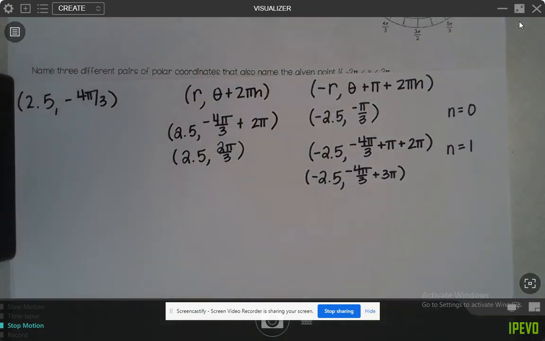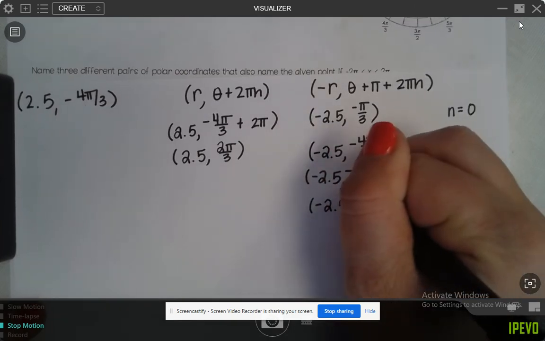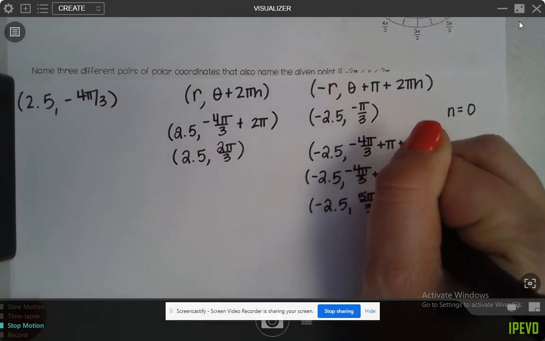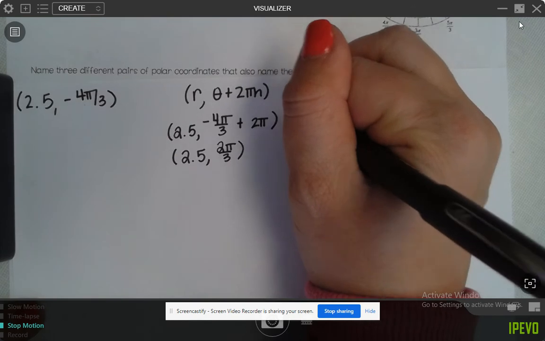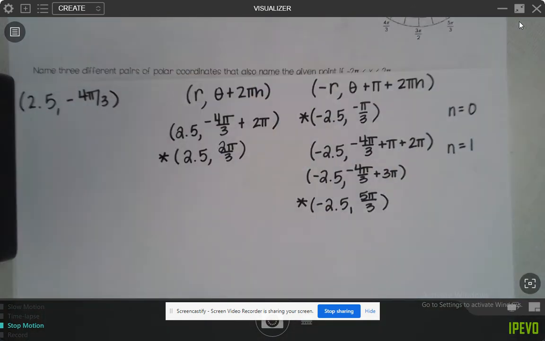What's 3 pi in terms of thirds? 9 pi. So it's negative 4 plus 9. Yep. So negative 2.5, comma, 5 pi over 3. So there's 1, there's 2, there's 3.